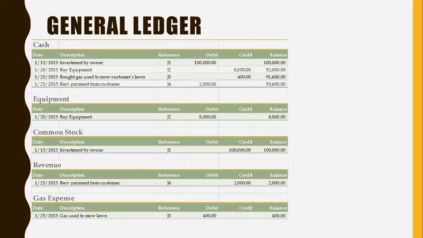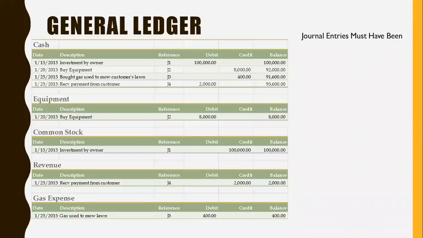The only thing special here is that reference, and that's how we can trace an entry in the ledger to our original journal entry. So for example, J1 is entry J1, and that means it's in your general journal, page 1. Normally these are page numbers. Here we're going to do it entry by entry.